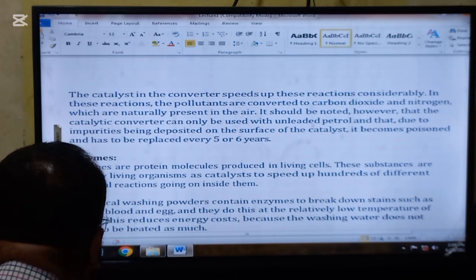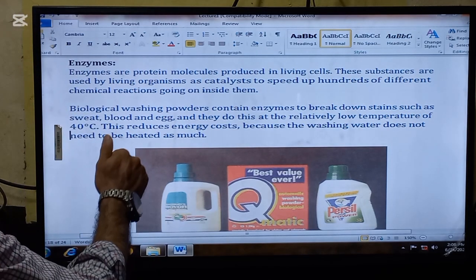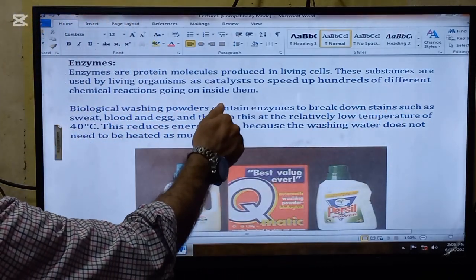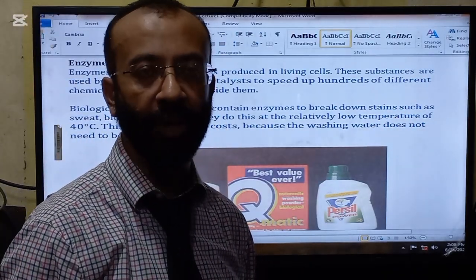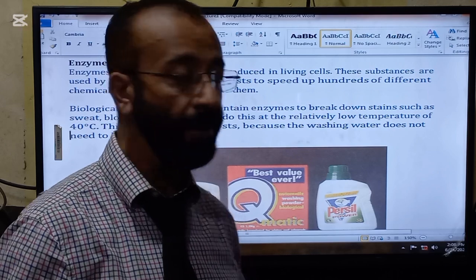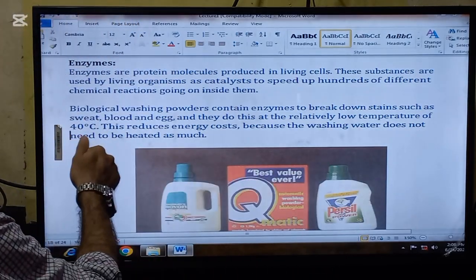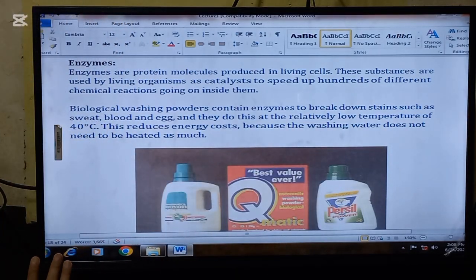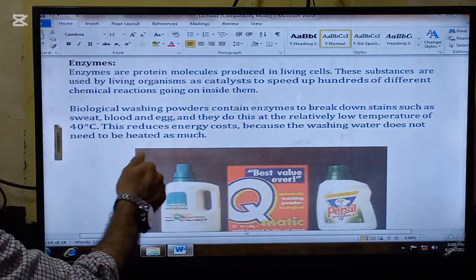Okay, the final very small topic in catalysts is enzymes. Enzymes are protein molecules produced in living cells. These substances are used by living organisms as catalysts to speed up hundreds of different chemical reactions going on inside our body. So some catalysts are produced naturally in our body that actually speed up some chemical reactions. Biological washing powders contain enzymes to break down stains such as sweat, blood, and egg, and they do this at the relatively low temperature of 40 degrees C. This reduces energy cost because the washing water does not need to be heated as much.